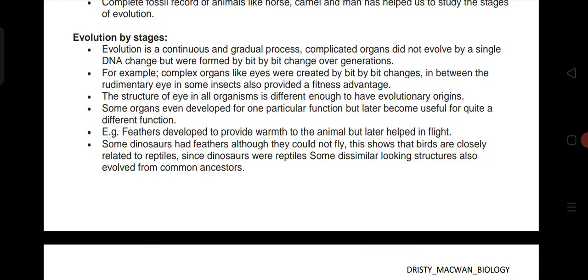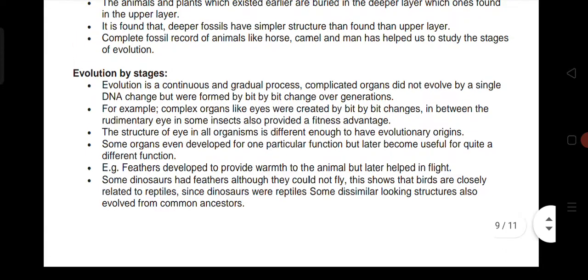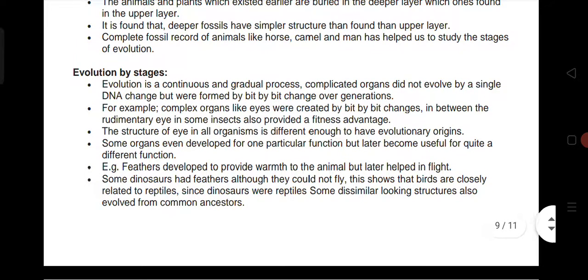Some organs even develop for one particular function but later become useful for a quite different function. So initially when an organ is formed or developed, at that time it is performing one function, but afterwards when it becomes useful, the function of that particular organ changes. So it is going to perform another, different function.